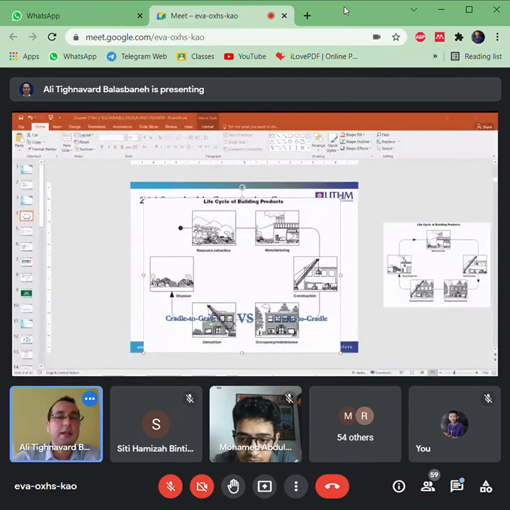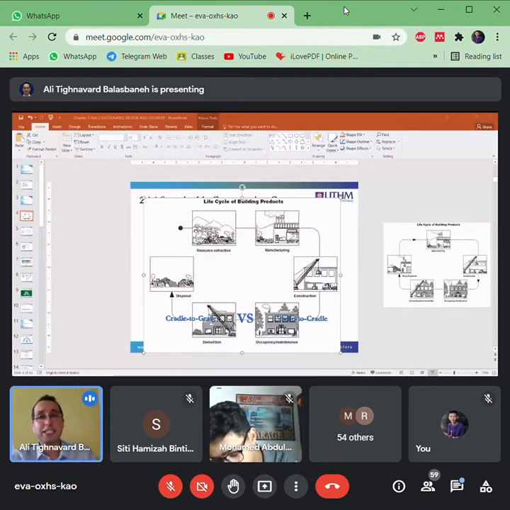Okay, take a look here. Resource extraction. This they call cradle. It means when a baby is born, the first stage is the cradle. If she or he wants to grow up, they put it in the cradle. That means that is the first beginning, the early stage. This one we call cradle.